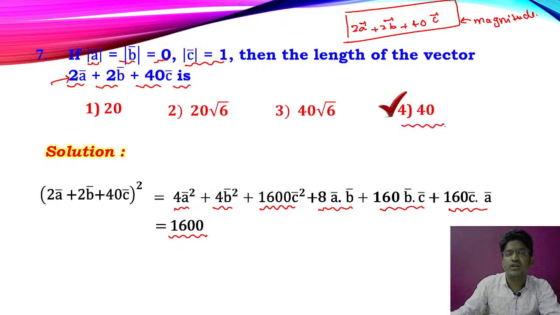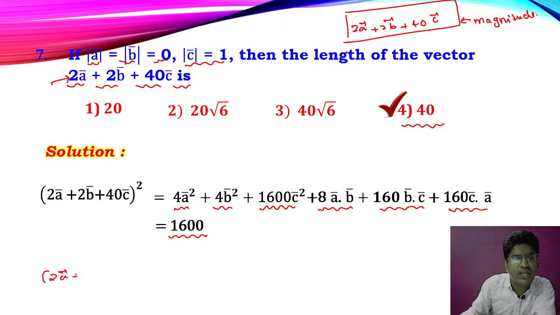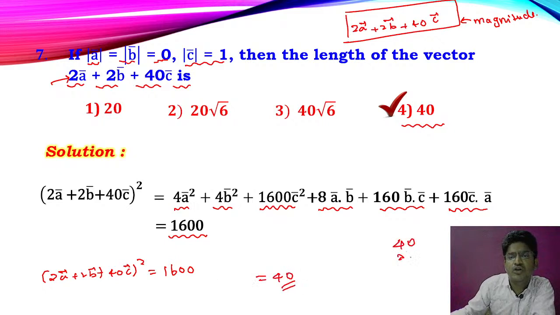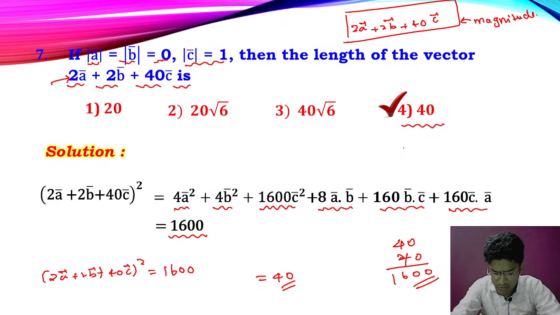That is nothing but 40 is going to be the right answer, because (2A + 2B + 40C)² is equal to 1600. Put square root on both sides, so it is going to be equal to 40, because 40 into 40 is 1600. Clear? So therefore 40 is going to be the right answer, and some of you got the right answer. Very good. One is MS KCET and another one is, I think, Shambhavi also got the right answer. Okay. So 40 is going to be the right answer. Clear? Okay.